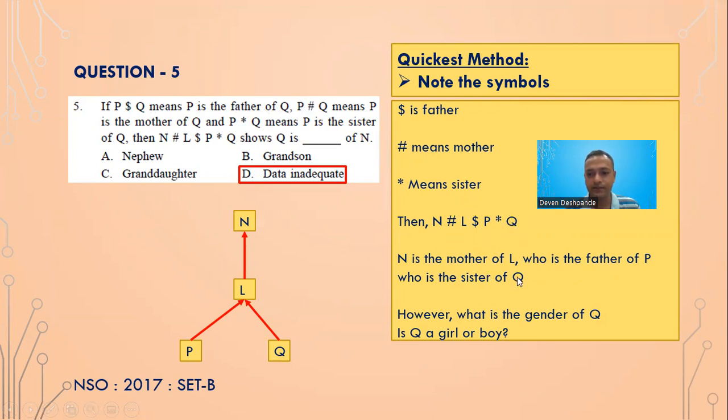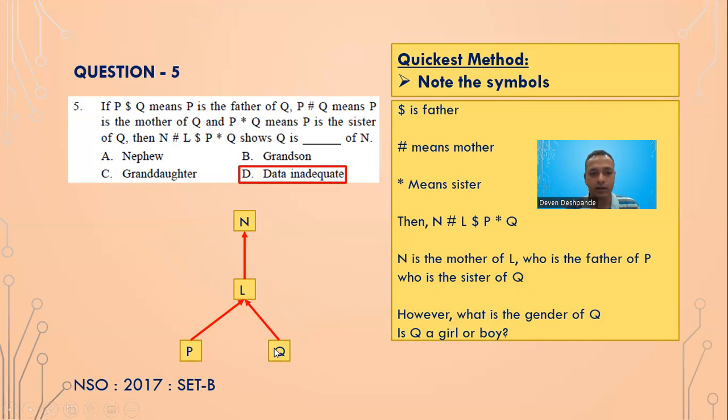So P is the sister of Q, but we don't know whether Q is a boy or a girl. If Q is a boy, P is the sister of Q and L is the father of P. So L is the father of P and Q both, and N is the mother of L. But we don't know whether Q is a boy or a girl.